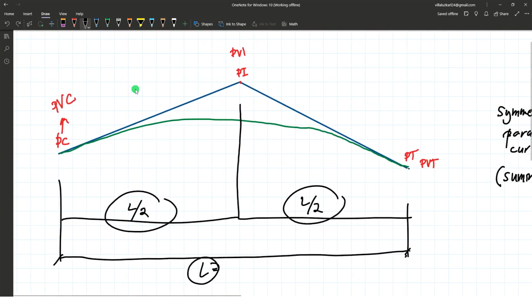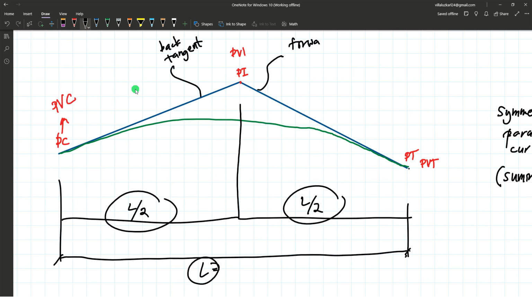Again, the tangent from PC to PI is also called the back tangent, while the tangent from PI to PT is the forward tangent. Again, this is a summit curve, which means that in a summit curve, there will be a point which is the highest point on the curve. So let's say this is the highest point on the curve, HP.